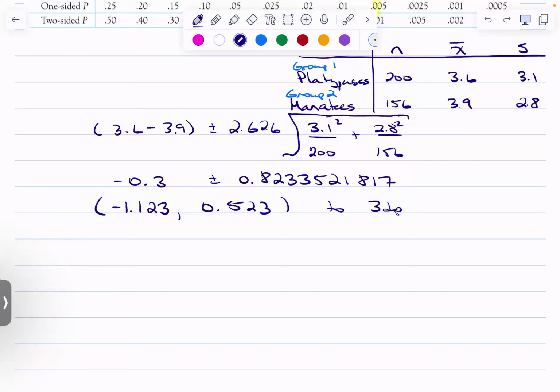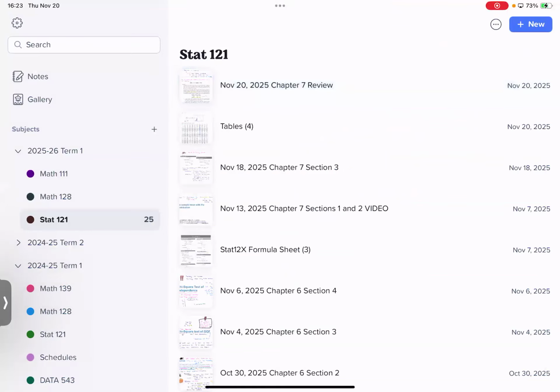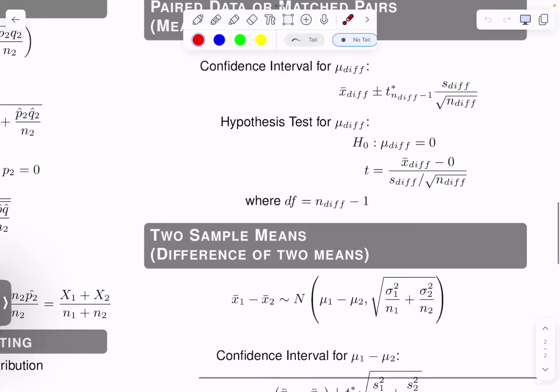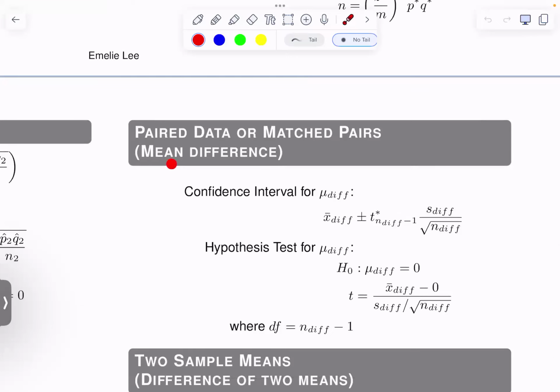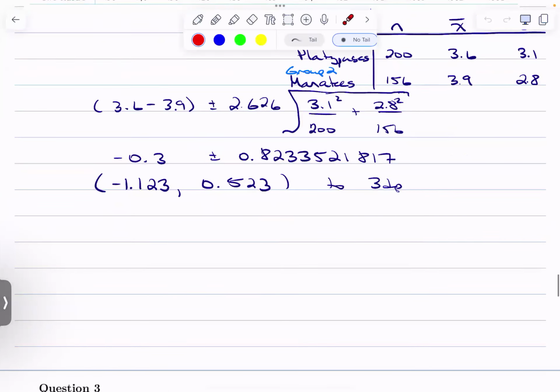Now, if you've made a confidence interval, you have to interpret it, right? But we use the same blurb as always. The key here is that we're talking about the difference in the means, right? And it says on your formula sheet as well, just to nudge you in the right direction. So the difference of two means as opposed to paired data where it's the mean difference, right? And so words really matter. Makes it more fun though, right?